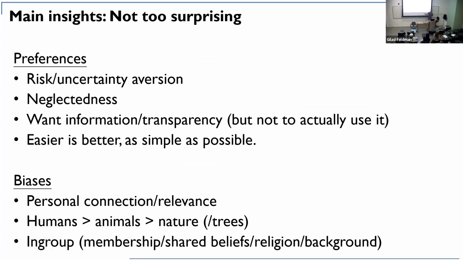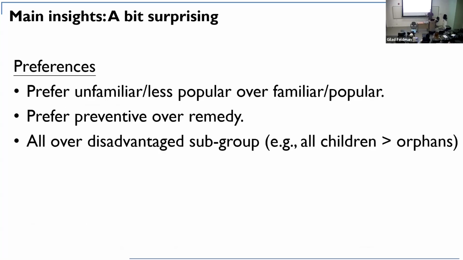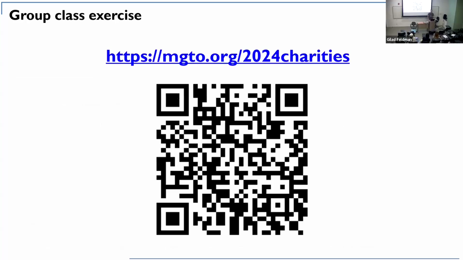Yeah. So we found some things that are not very surprising. So risk aversion, neglectedness, people want more information and transparency, easier and better. But we also find a lot of biases. People want personal connection. People really have a very strong bias for humans and neglecting animals and nature. People have a very strong bias for in-group over out-group. So we had lots of different insights for that. So you can have a look at this.